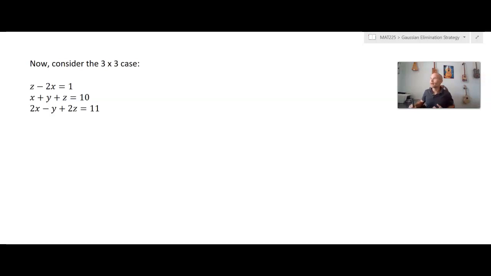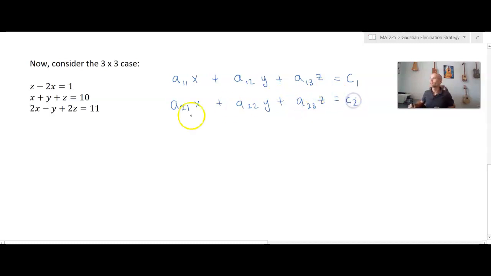So here we have the system, and in general, let's go ahead and write a 3x3 system as a11 times x plus a12 y plus a13 z equals some constant, which I'll just call c1 for row 1. And then we'll use the second row, so a21 x plus a22 y plus a23 z equals some other constant, and a31 x plus a32 y plus a33 z equals c3.